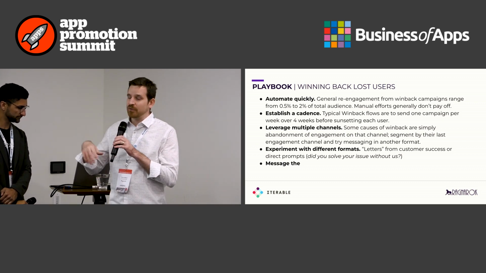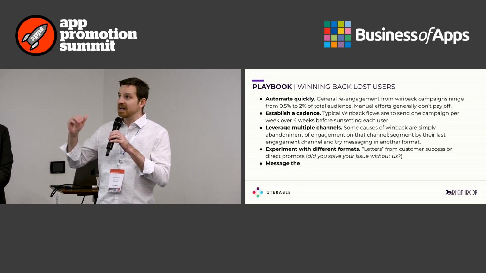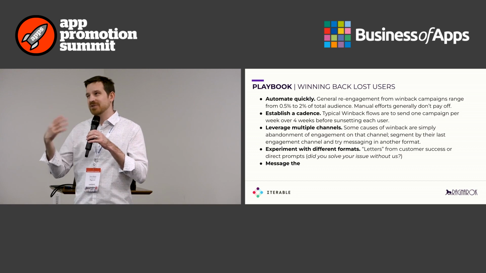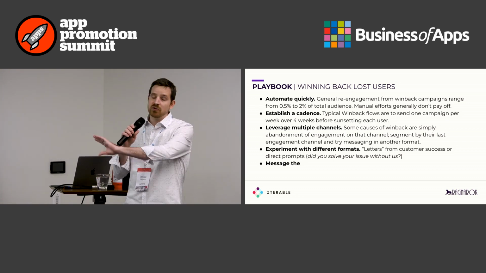And so generally speaking, you're really going to want to just automate something so you can have that in your back pocket, and then you can kind of optimize that over time should there be more opportunity for it. Generally speaking, you want your win back flow to run for 4 weeks.